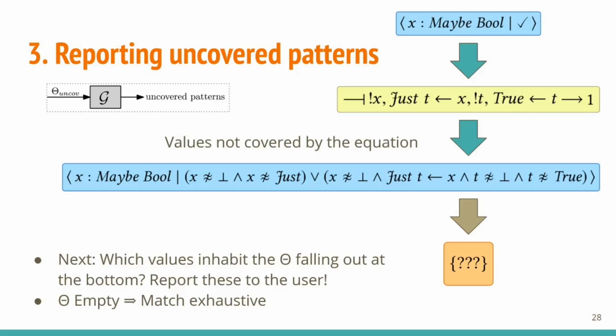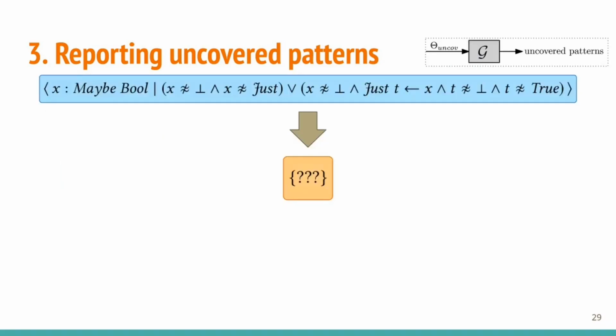The next step is to generate inhabitants of the refinement type falling out at the bottom. These are the uncovered clauses which we want to report to the user. If it's empty, then the pattern match was exhaustive. For our particular running example, the inhabitants are easy to find. Just true and just false, which are already in a suitable form to be presented to the user.